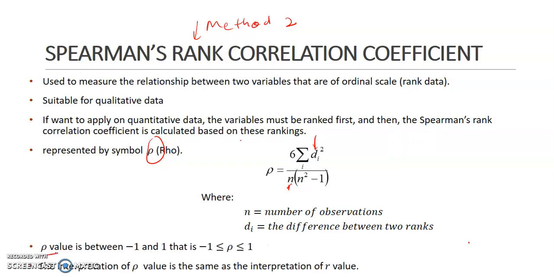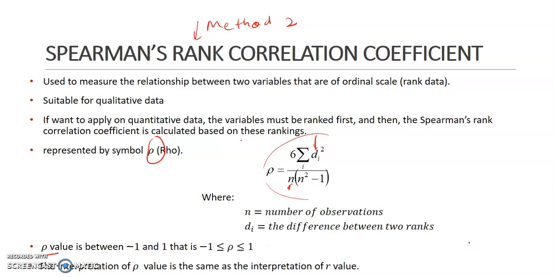The rho value is ranging from -1 to 1. That is, a rho value must be more than or equals to -1 and less than or equals to 1. Okay, nilai rho hanya dari -1 hingga 1 sahaja. Sama juga macam nilai R sebelum ini. Okay, and how to interpret the rho value that you get from this formula here? So the interpretation of rho value is just the same as the interpretation of R value. So you might refer to the interpretation of R value in my previous video.